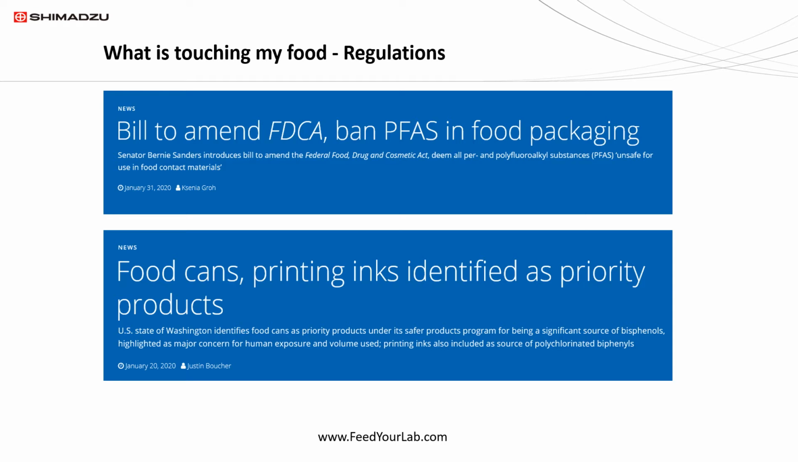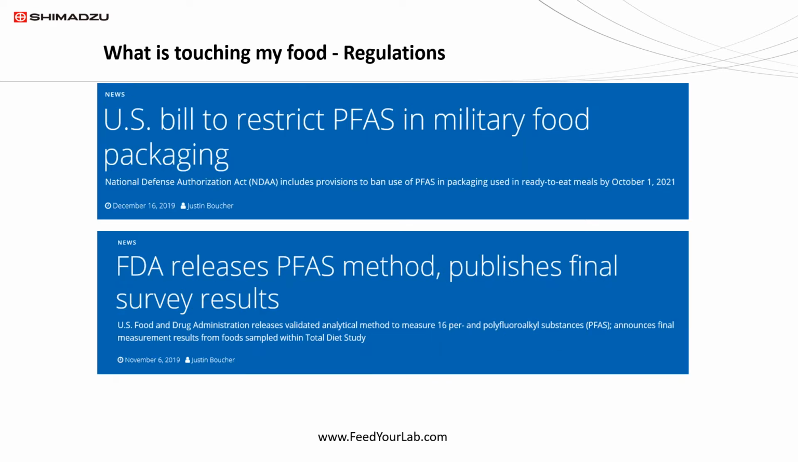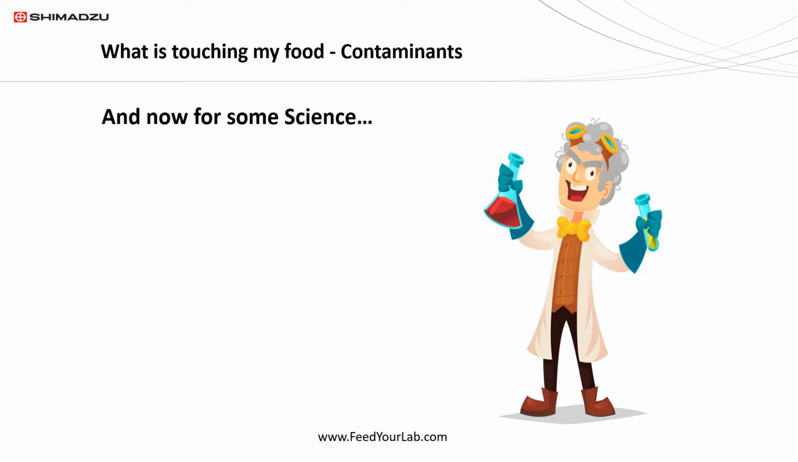And the state of Washington, for instance, has identified priority products such as bisphenols in cans or printing ink as priority products. The military is starting to restrict PFAS in military food packaging, and in fact the FDA has recently released a PFAS method for analyzing PFAS in food and will finalize the method very soon. But enough about regulations. Let's look at some real science.